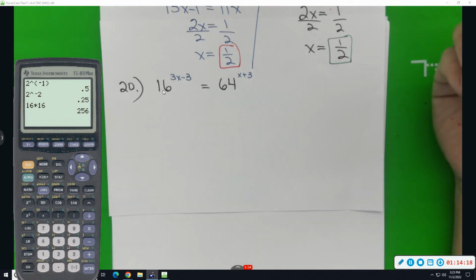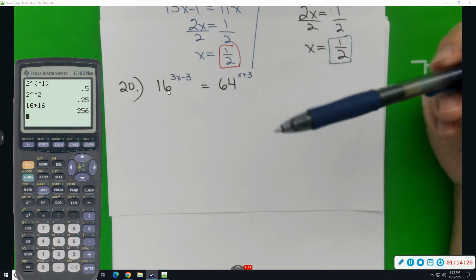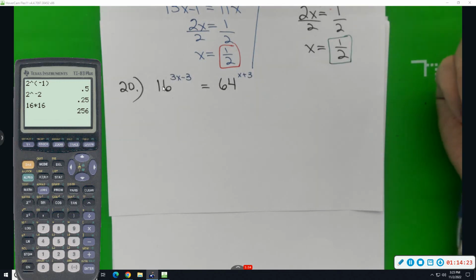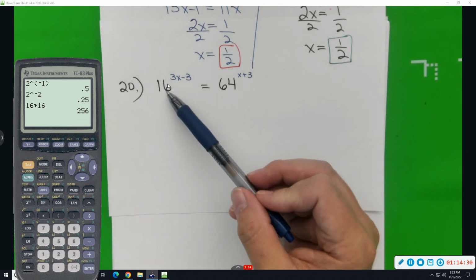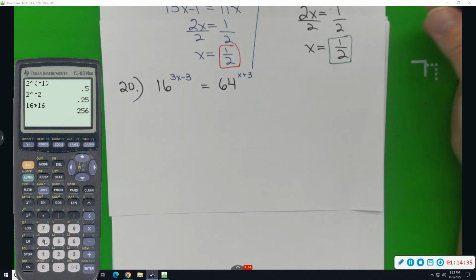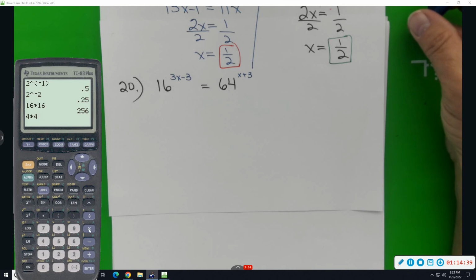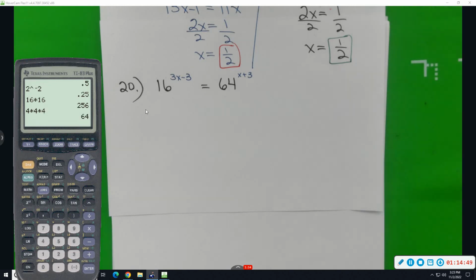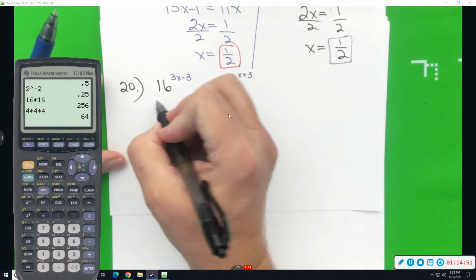How can we rewrite 16 as something to a power and 64 as something to a power? I think of 4. That's what I'm thinking of. Can't we write 16 as 4 squared? What about 64? Can we write 64 as 4 to a power? How many 4s can we multiply together to get 64? I think 3 of them. 4 cubed is 64. So we can use a common base of 4.